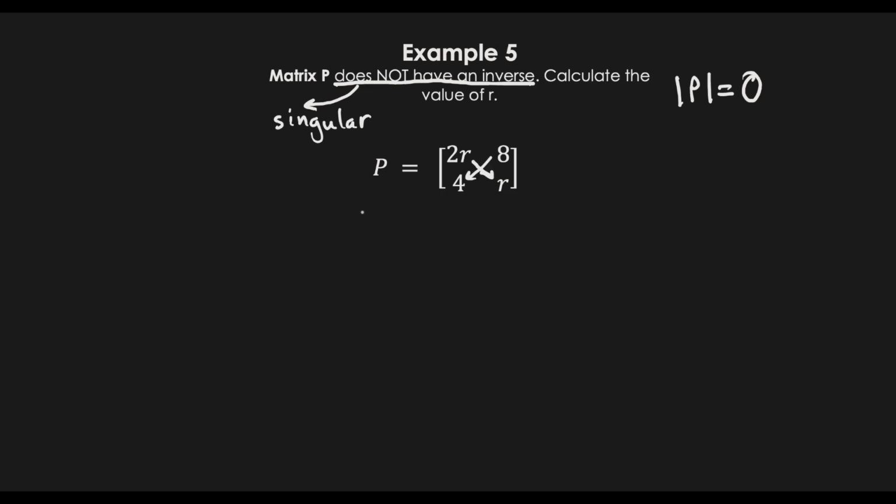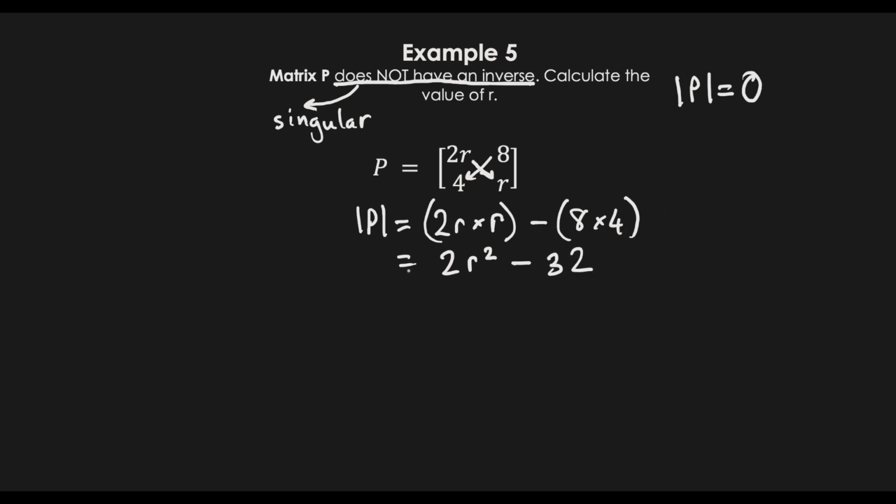So then we'll have 2r multiplied by r, and we subtract it with 8 times 4. Now, what is 2r times r? 2r times r is 2r squared. And then we're going to subtract 8 times 4. What is 8 times 4? 8 times 4 is 32. So we have it here. This is 2r squared minus 32.